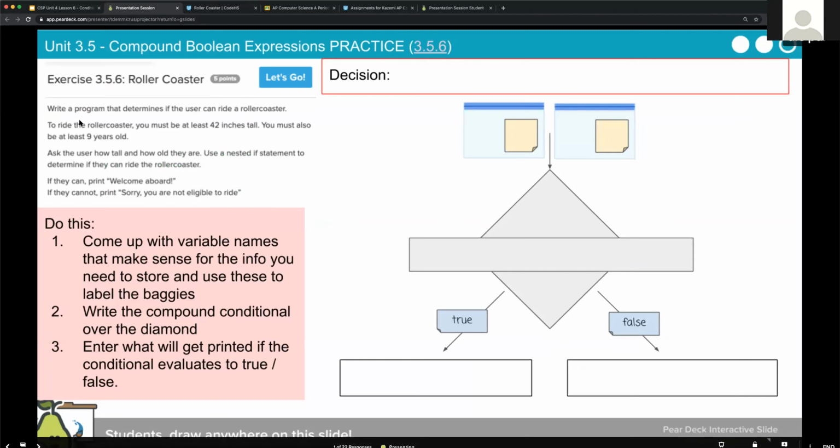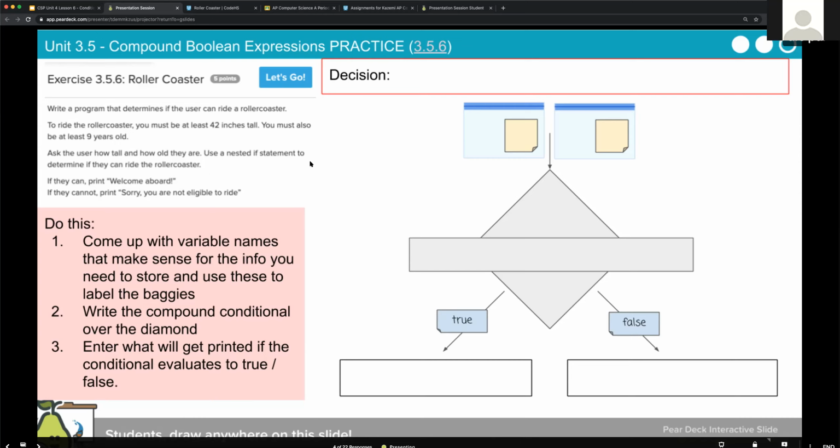So they want you to write a program that determines if a user can ride a roller coaster. To ride a roller coaster, you have to be at least 42 inches tall, and you have to be at least 9 years old. So in this program, you're basically going to ask the user to input how tall they are and how old they are. You're going to store those to variables, and then you're going to use a nested if statement to determine if they can ride the roller coaster.